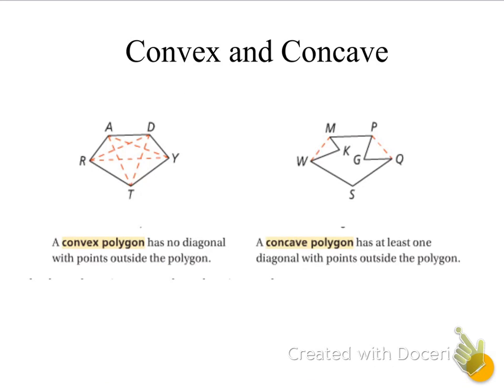Okay, we have convex and concave polygons. So the way that I remember concave is it caves in. So if you look in here, it makes a little cave. You can put a little person in there and they're sitting in a cave. Okay, convex, it's not caving in. So there's no spots where it dips in where you could be inside of it.